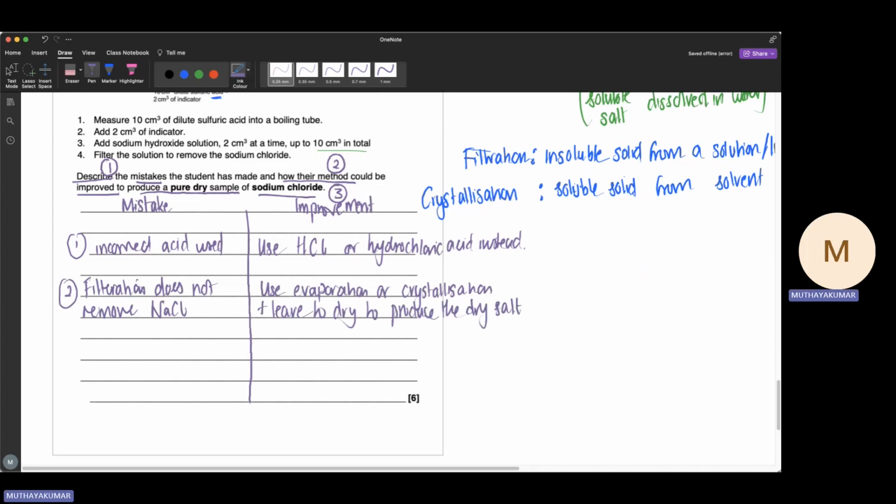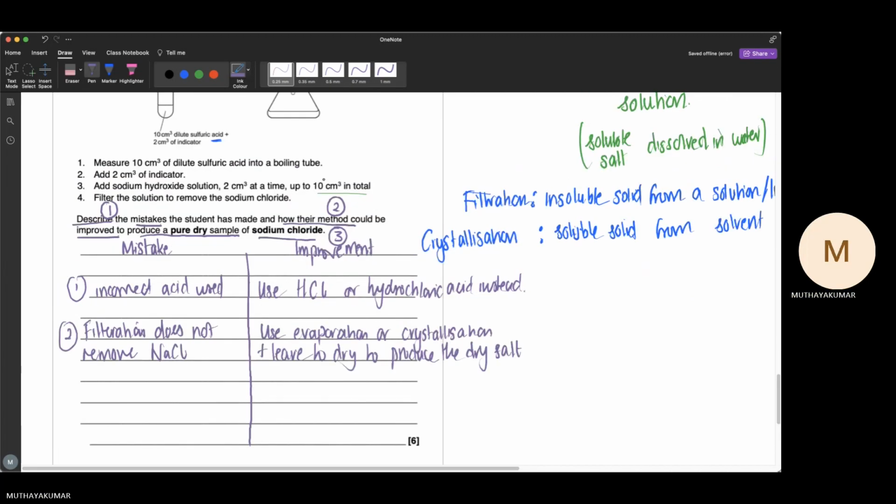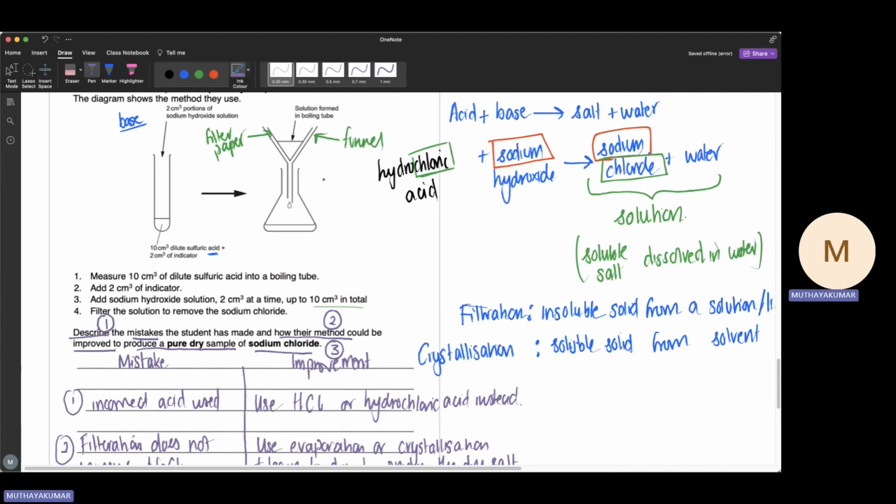So here, via this bullet point or this section here, we've described the mistake, we've suggested an improvement for the method, and we've also talked about how to produce the dry sample. So we're going to leave this to dry, and the solvent will evaporate, leaving behind a dry salt. So that's actually point 3 ticked off as well. Let's keep going to see if there are any other mistakes and improvements.